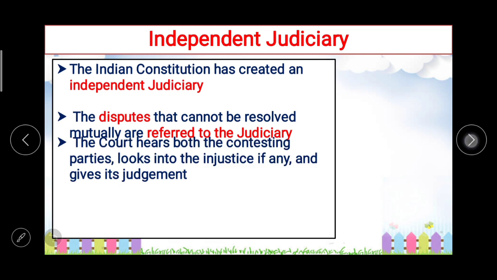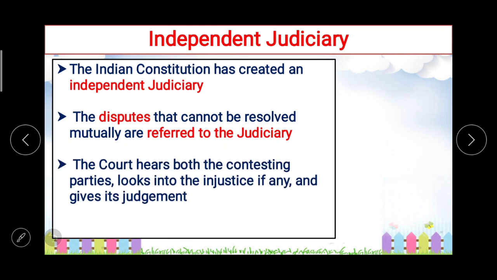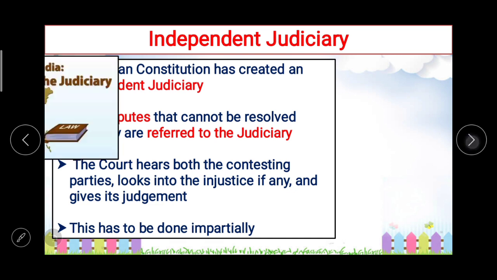The court hears both the contesting parties, looks into the injustice if any, and gives its judgment. And while giving judgment, this has to be done impartially. Both sides are heard, it is seen that no injustice is done to anyone, and the court gives its judgment impartially.